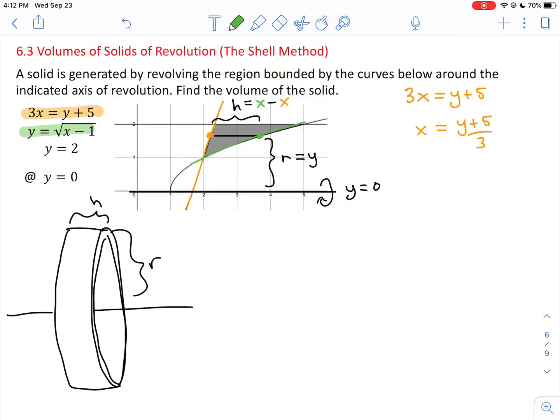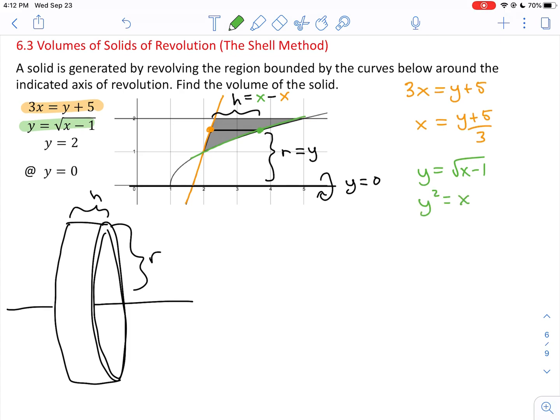And then if I do the green equation, we have y is equal to the square root of x minus 1. I have to solve this for x as well. Y squared is equal to x minus 1, so x is equal to y squared plus 1. So this tells me that the h will be y squared plus 1 minus y plus 5 all over 3.